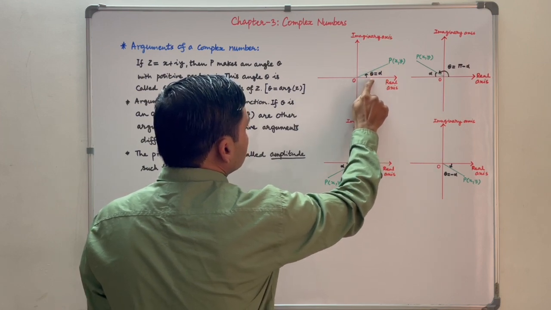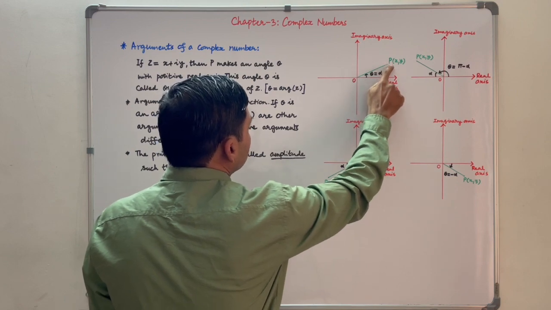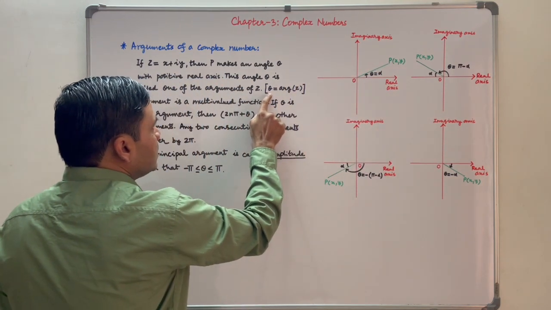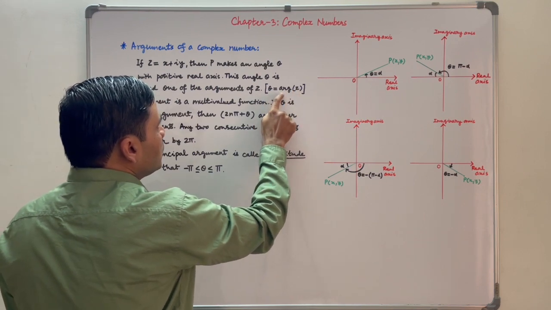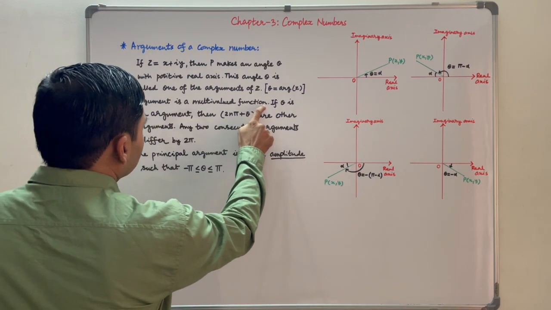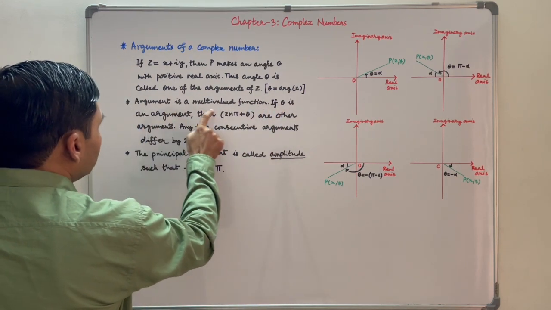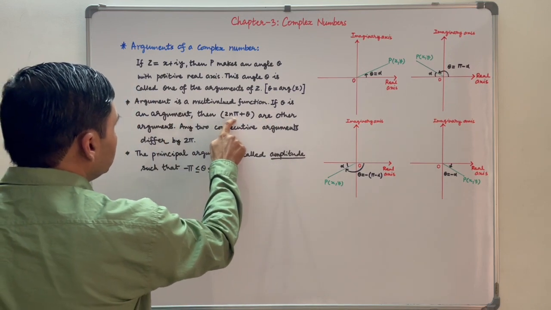This angle theta is known as one of the arguments of complex number z. It is written as theta is equal to arg z. Arg is short form of argument. Argument is a multi-valued function. If theta is an argument, then 2nπ plus theta are other arguments, where n is integer.